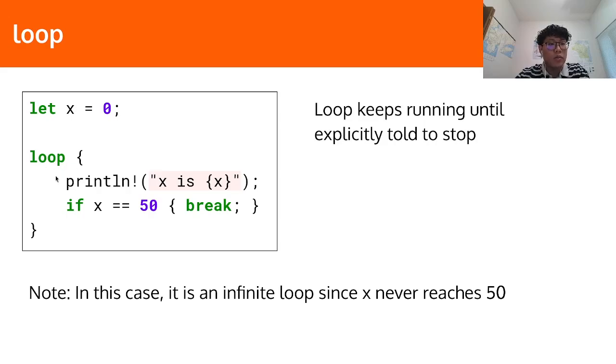Like I said, loop just keeps running until it's told to stop. So here we let x be 0, and we loop, and we write here that if x is 50, it breaks. So obviously this will be an infinite loop that will keep running because we never modify x, so x will never be equal to 50 and it will never break. So loops are useful. They are very primitive, but the thing to take note of is that you need to remember to insert the condition to break and make sure that it actually hits the break.